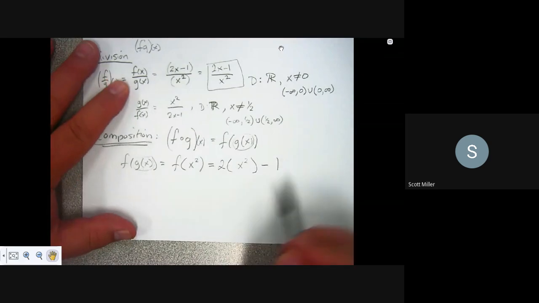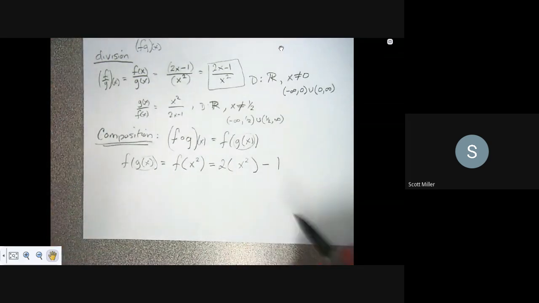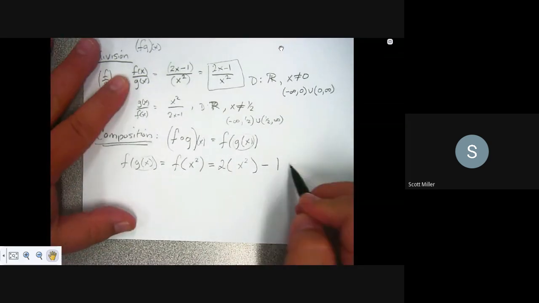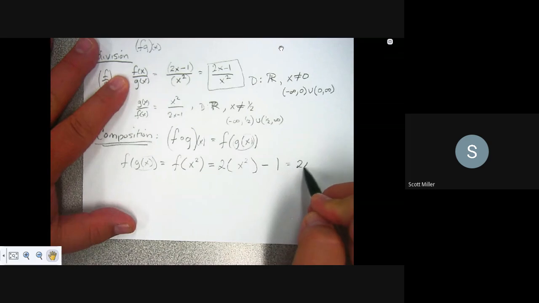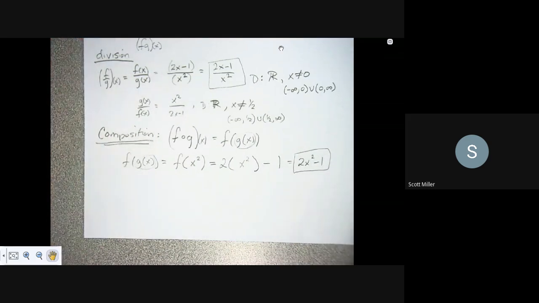Then I look at this and I say, okay, is there any sign issues I need to worry about mathematically? What does this become? This becomes 2x squared minus 1. And that is the composition.